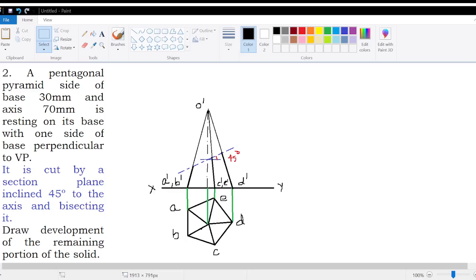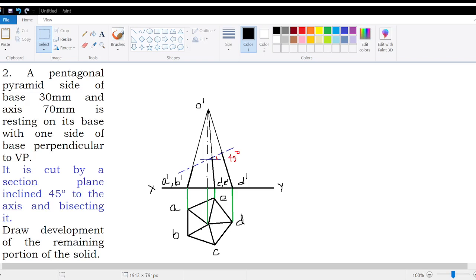Students, in today's class, we'll see the development of a pentagonal pyramid, which is being cut by a section plane inclined at 45 degrees to the axis. Now, as we have discussed earlier, when you get such a question, the first thing you have to do is to identify which is the solid. So here the solid is a pyramid, and it is a pentagonal pyramid.